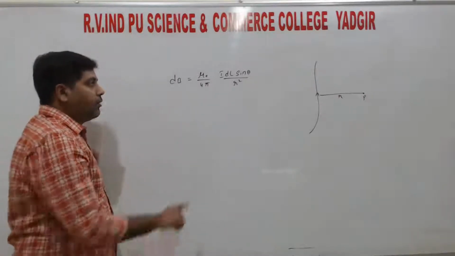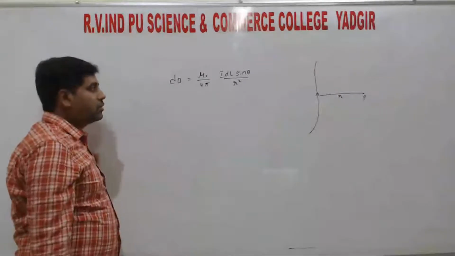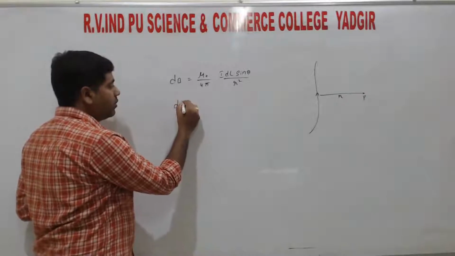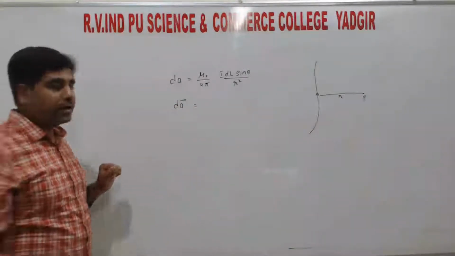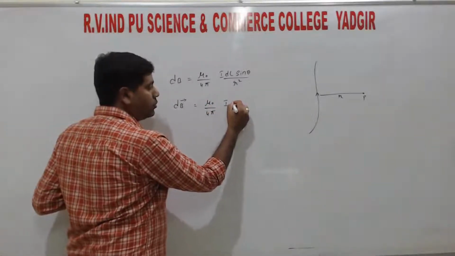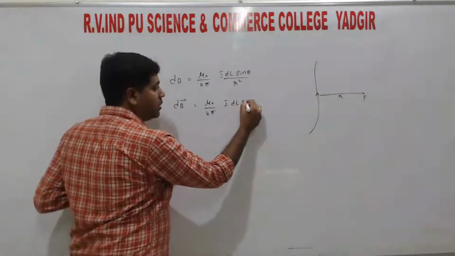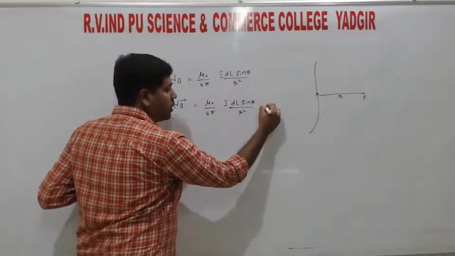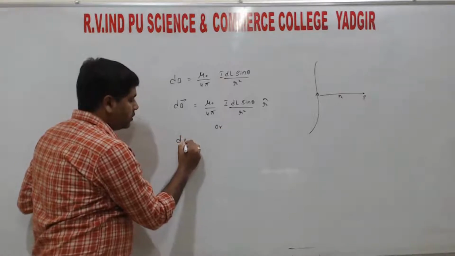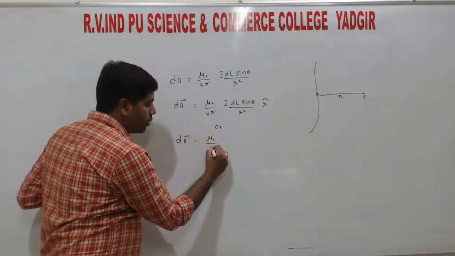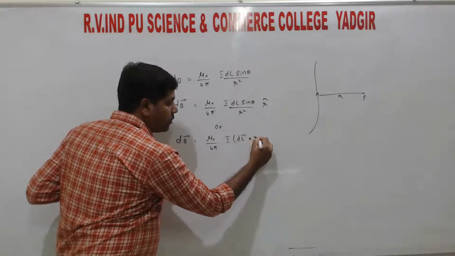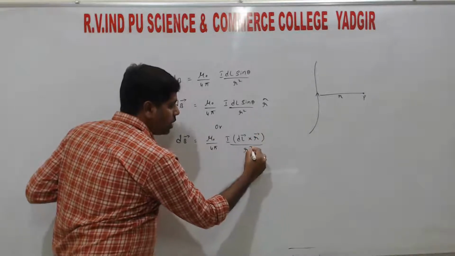In the last class we discussed this relation and also we wrote the magnetic field in vector form. So make a small correction. In the last class we wrote dB vector equals mu naught by 4 pi I into, so we can write this in the vector form, I dl sin theta divided by r square into r cap, right? Or we can write this dB vector equals mu naught by 4 pi I keeping outside, dl vector cross vector r divided by r cube, right?